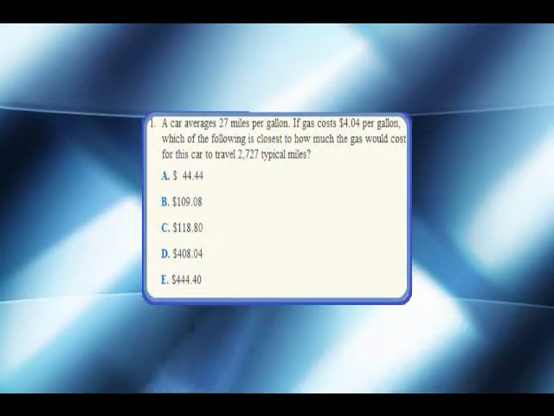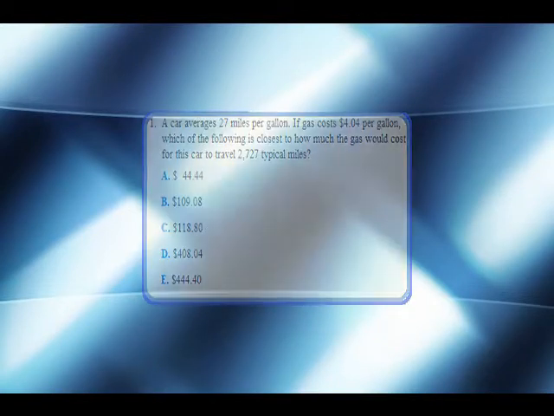Our problem reads, a car averages 27 miles per gallon. If gas cost $4.04 per gallon, which of the following is closest to how much the gas would cost for this car to travel 2,727 typical miles? We're going to break down the problem into 3 sections in order to solve it.